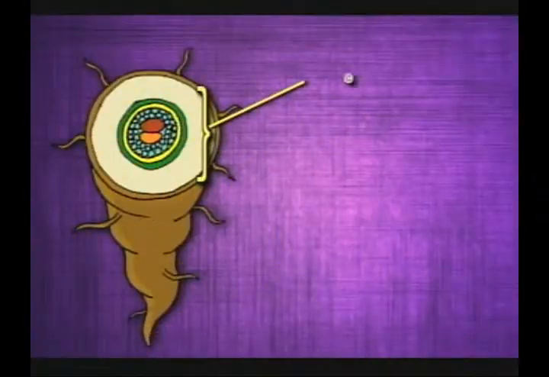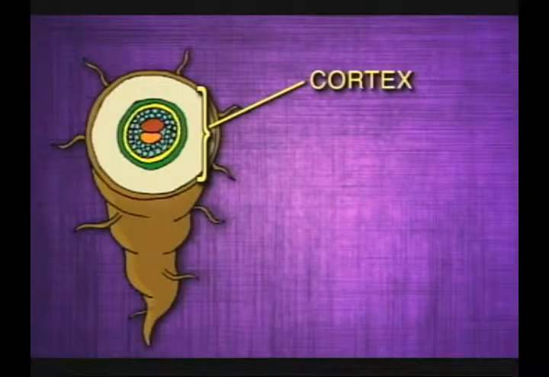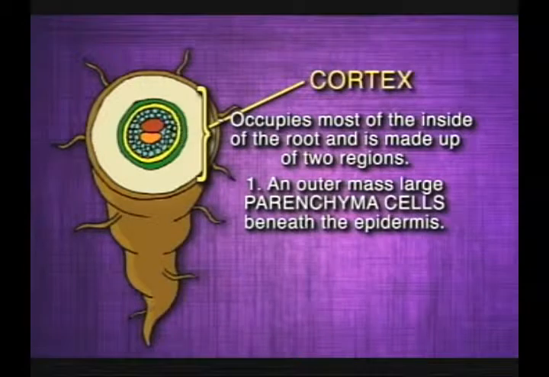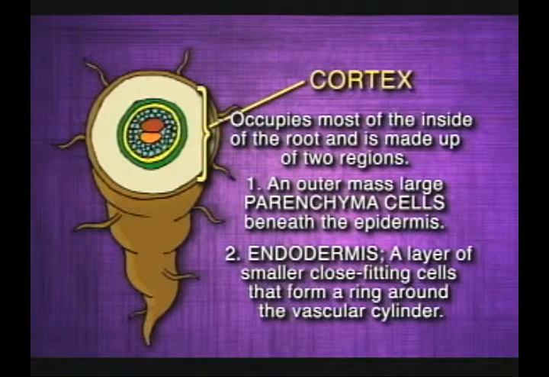If you get a cross-section of a root, you will observe that the cortex occupies most of the inside of the root. It is made up of two different regions, an outer mass of large parenchyma cells beneath the epidermis, and a layer of smaller, close-fitting cells that form a ring around the vascular cylinder called the endodermis.